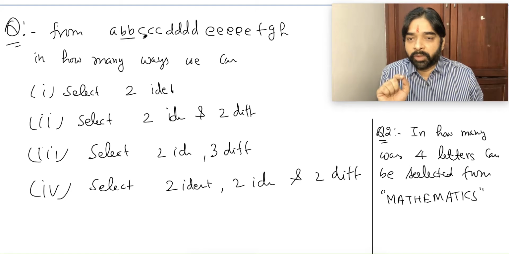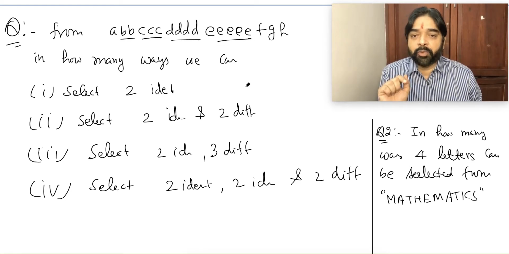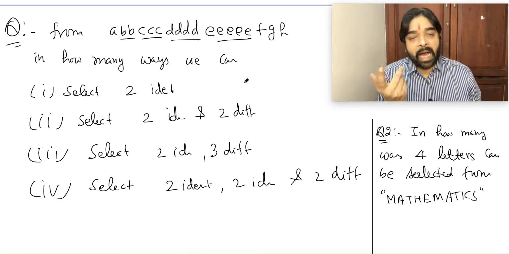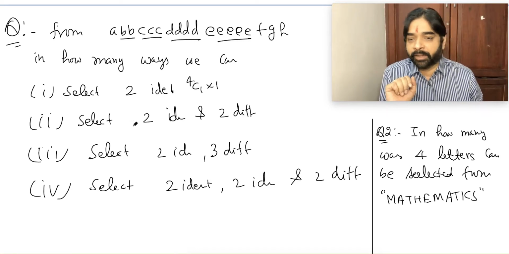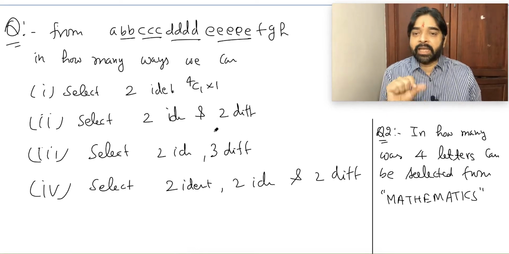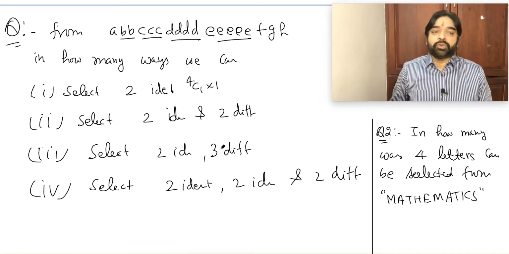So there are one group, two group, three group, four group. Four groups are there, and all groups can give us two identical letters. So I will select 4C1 into 1. One way we can select two identical. Next case, select two identical and two different.